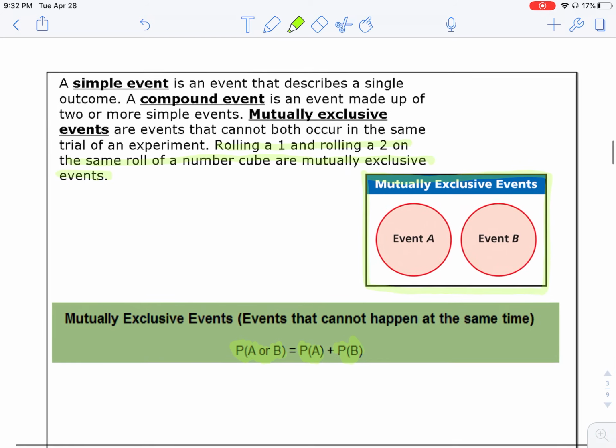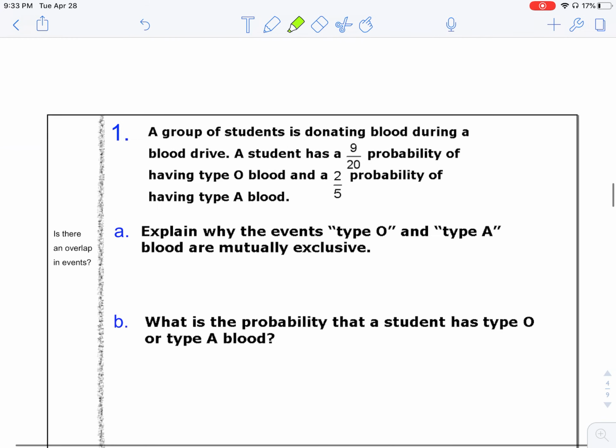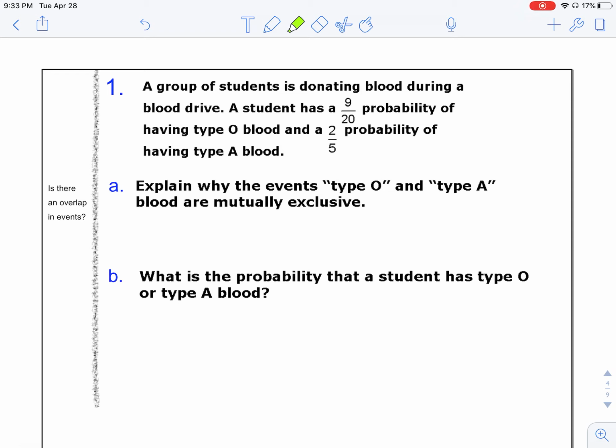Okay. So take a look at some mutually exclusive examples here. A group of students is donating blood during a blood drive. A student has a 9/20 probability of having type O blood and a 2/5 probability of having type A blood. Explain why the events type O and type A are mutually exclusive. Well, you can't be both, right? I mean, you're either one or the other. You're not both.